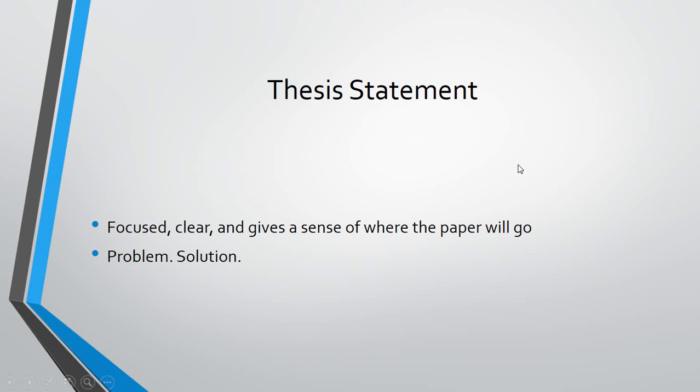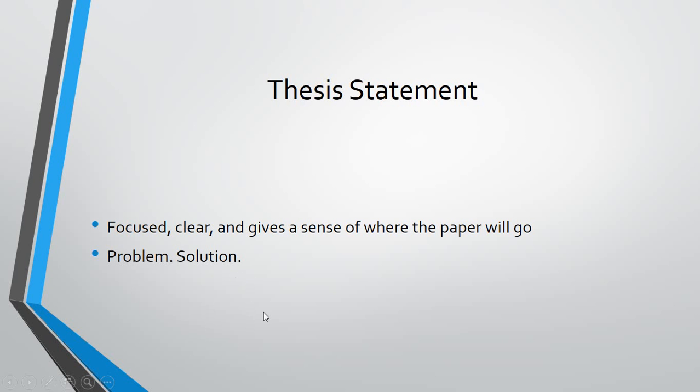Now, you want your thesis statement to do three things. First of all, it needs to be focused. Don't ramble, don't be vague. Tell us exactly what you're going to do and make sure it's clear. You can't have confusion or grammatical errors in the thesis statement. It needs to be straightforward and clear so that we can understand it very, very easily. And last, it should give a sense as to where the paper is going to go. We should know what you're going to accomplish over the course of this paper.